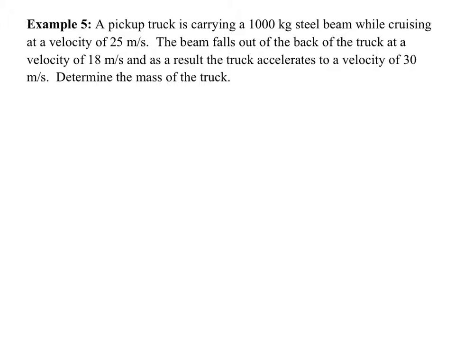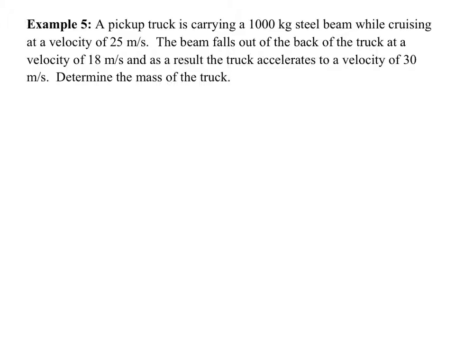The flatbed of the pickup truck. It's a steel beam that's very, very massive. The truck is cruising at a velocity of 25 meters per second. Cruising means constant velocity. Cruise control, right? Constant velocity is the word cruising. The beam falls out the back of the truck at a given velocity, and as a result, the truck speeds up. Determine the mass of the truck.